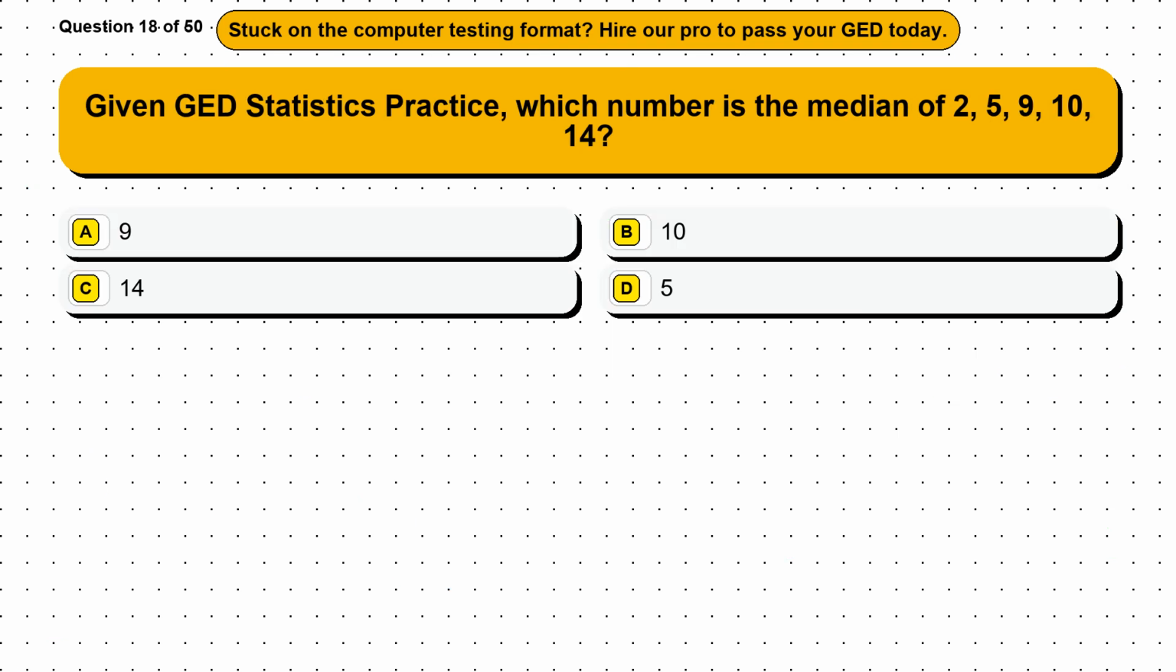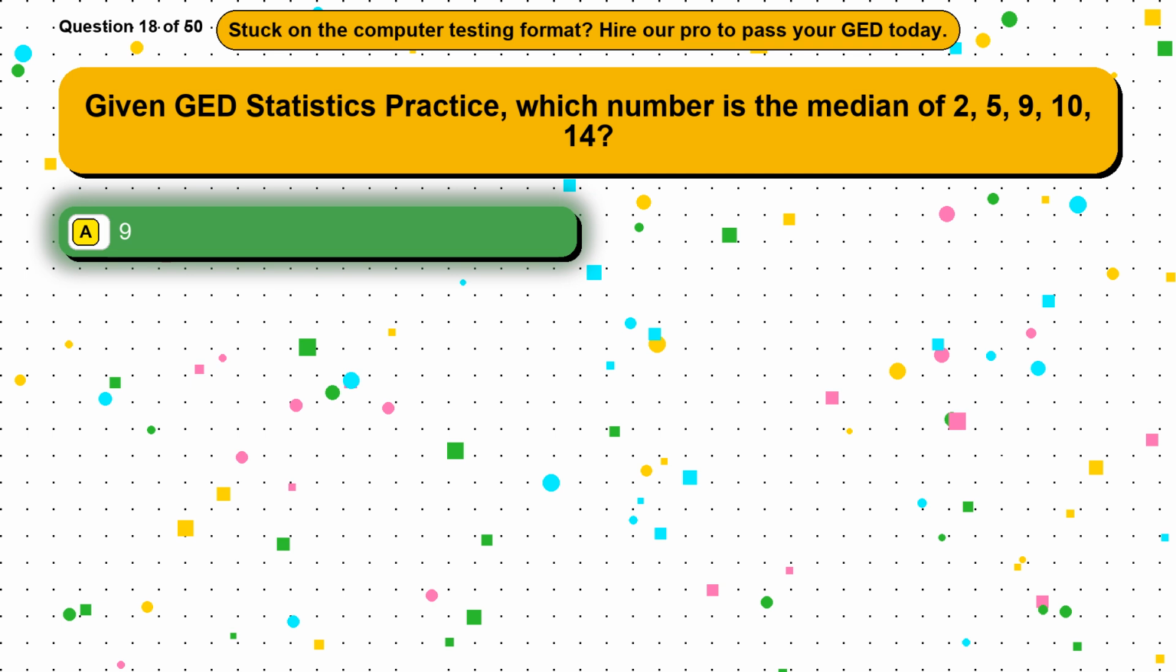Question 18. Given GED Statistics Practice, which number is the median of 2, 5, 9, 10, 14? Option A, 9. Option B, 10. Option C, 14. Option D, 5. The correct answer is option A.